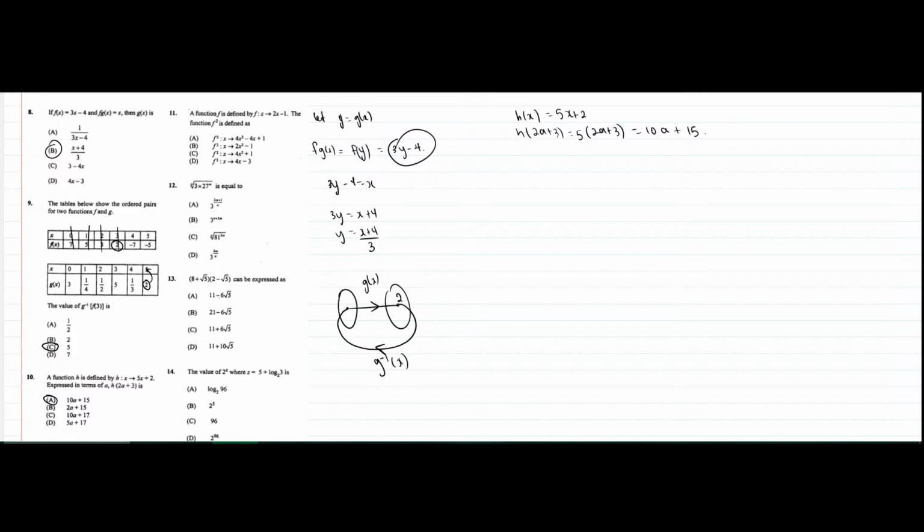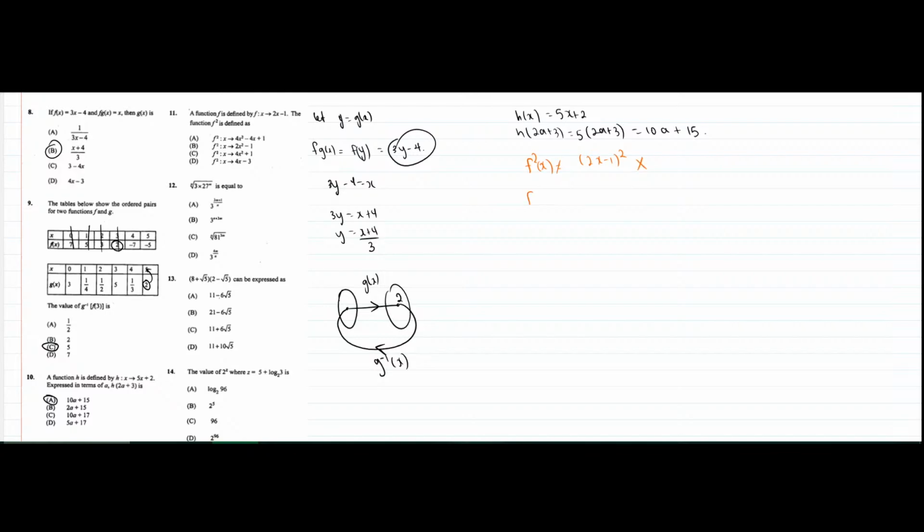A function f is defined by f is such that x is mapped onto 2x minus 1. The function f squared is defined as, now please, I'm doing this in a different color. F squared of x is not 2x minus 1 all squared. That is wrong. Big wrong. Big X. 0 marks. And I see this question come in paper 2s already.